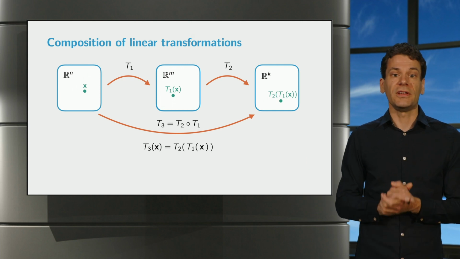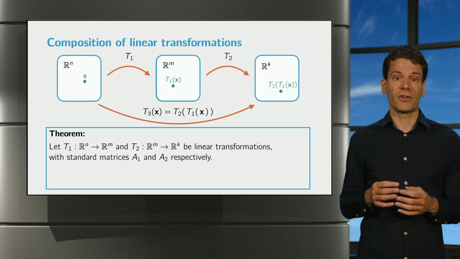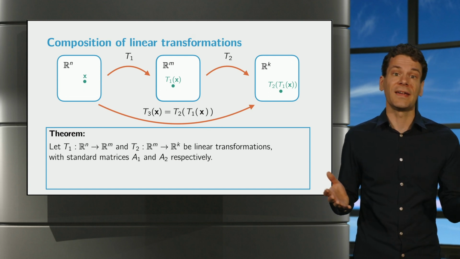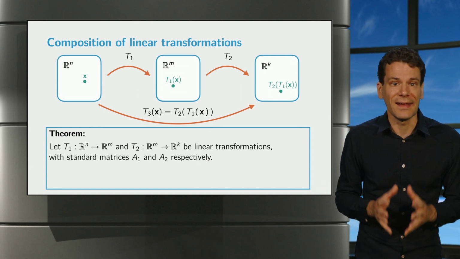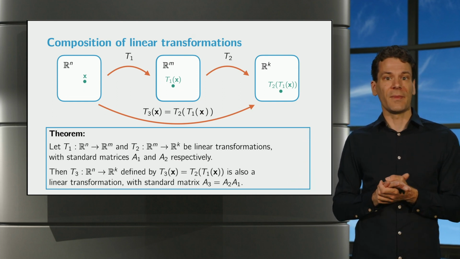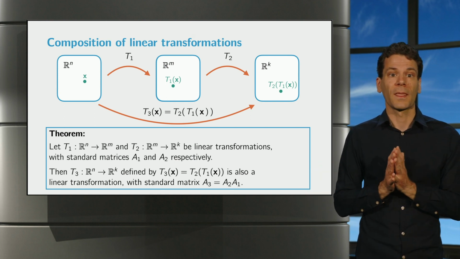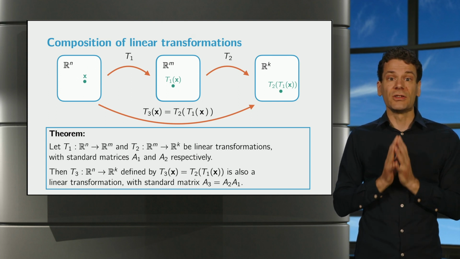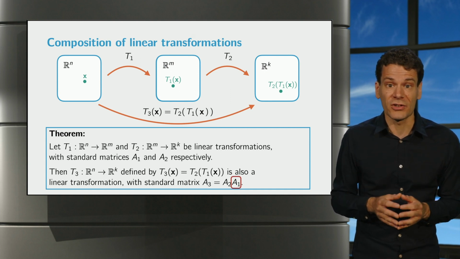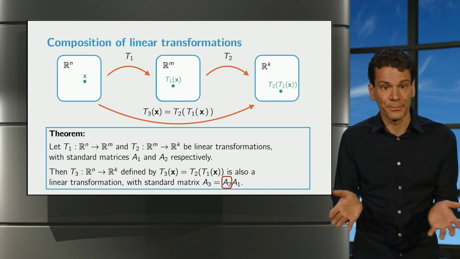So what can we say about T3? The main result of this video is the following. If T1 is a linear transformation from Rn to Rm and T2 a linear transformation from Rm to Rk with standard matrices A1 and A2 respectively, then the composition, T3, is also a linear transformation and its standard matrix is equal to the product of A2 and A1. Recall that matrix multiplication is not commutative in general, so mind the order here. The standard matrix of the linear transformation that you apply first is to the right, and the standard matrix of the second transformation is to the left.